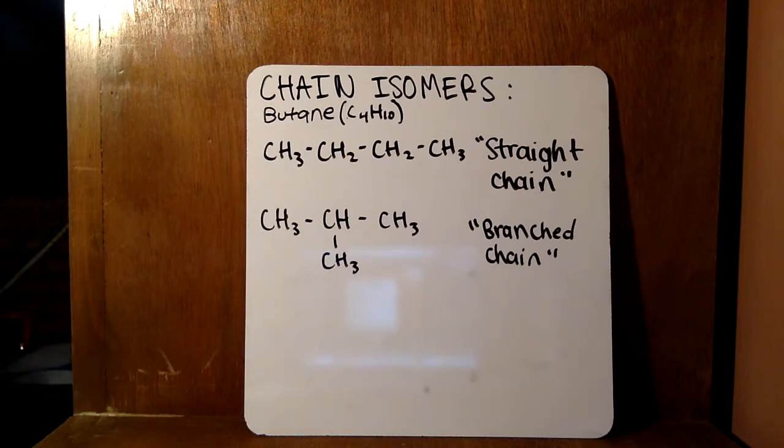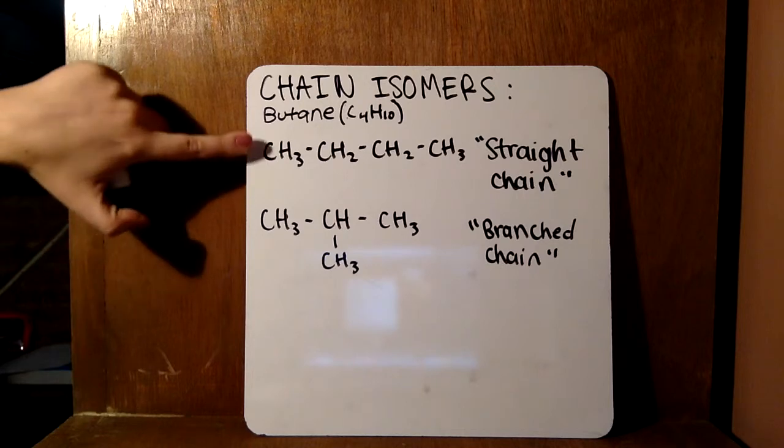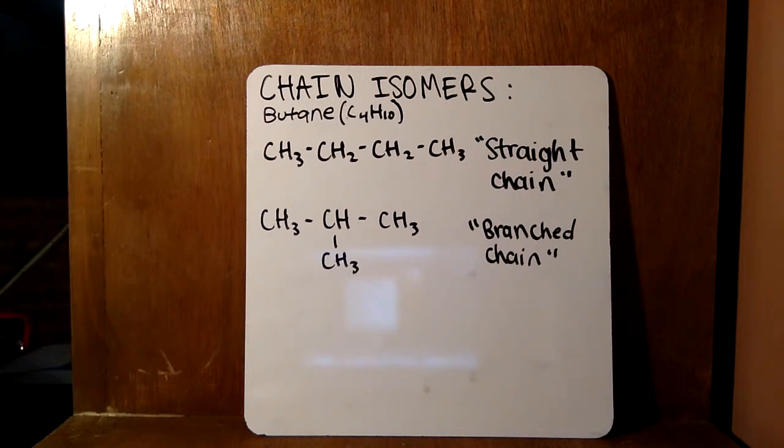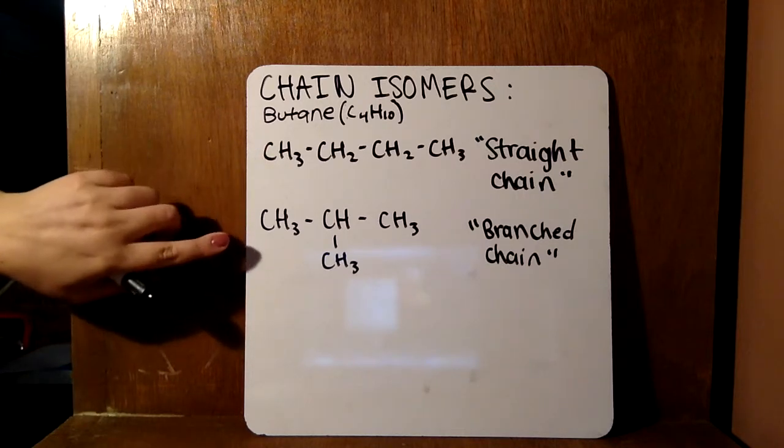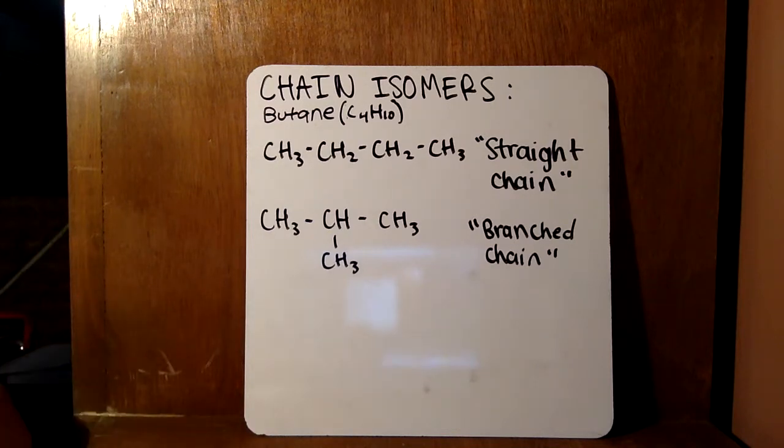Now let's look at chain isomers. These isomers arise because of the possibility of branching in carbon chains. For example, there are 2 isomers of butane, C4H10. In one, the carbon atoms lie in a straight chain, whereas in the other, the chain is branched. So butane can be written in a straight chain or in a branched chain, and it will still be the same compound.